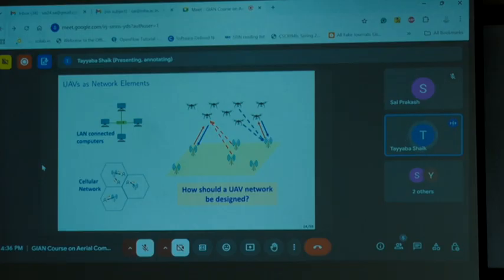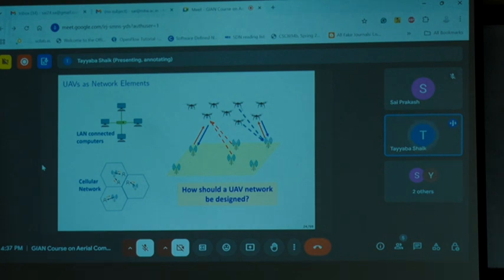They're all predefined. But when it comes to UAVs, if at all UAVs are viewed as some users in the air, there are no design considerations which will tell you how the ground network should be designed such that we can best serve these UAVs. So this is a different perspective compared to what has already been done in this area.